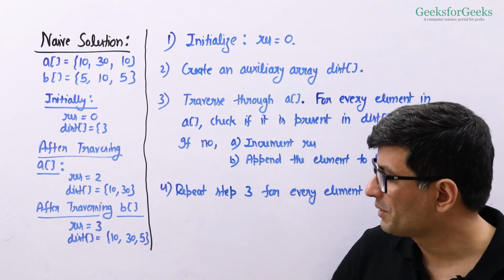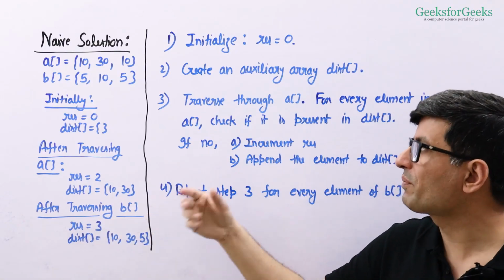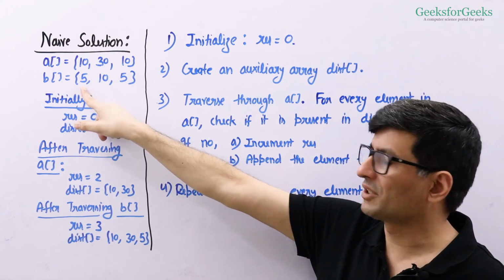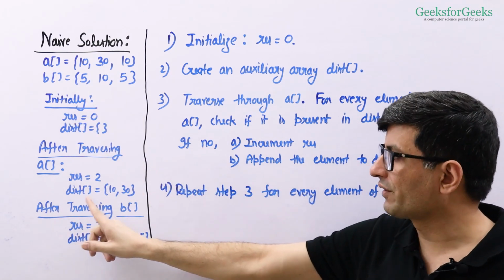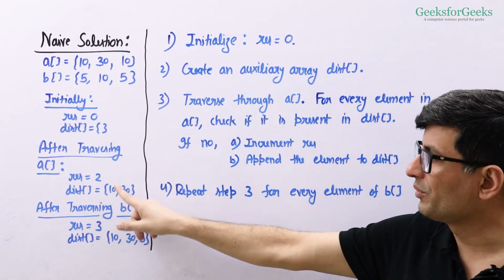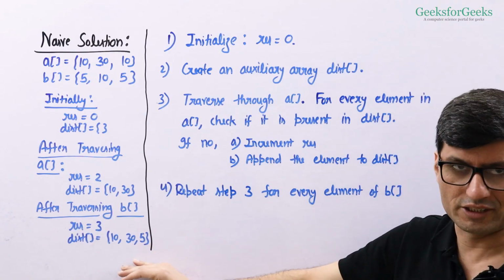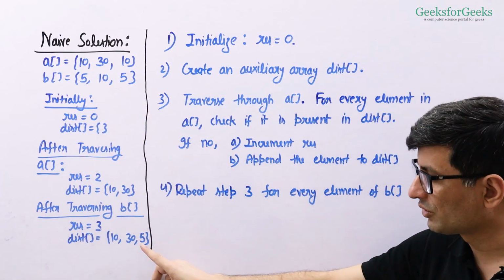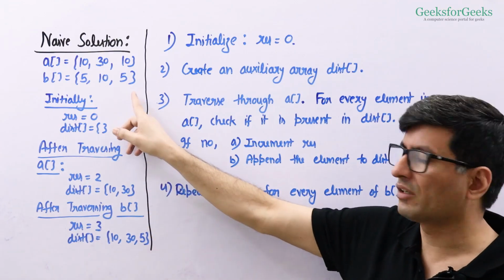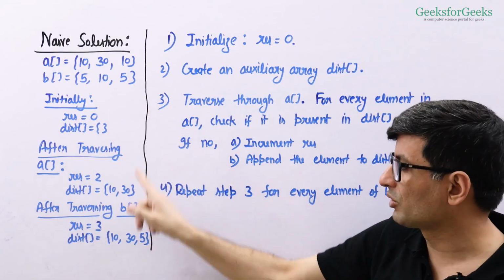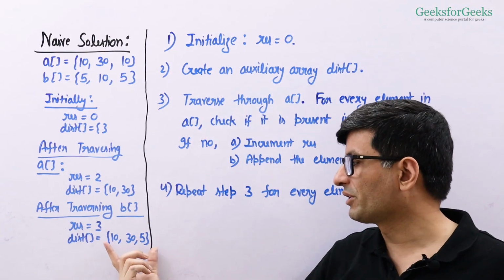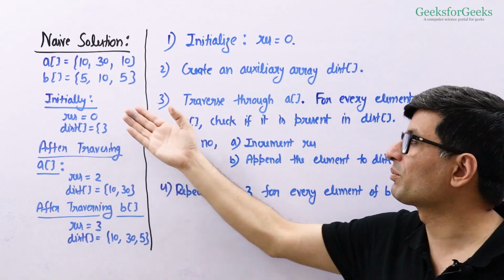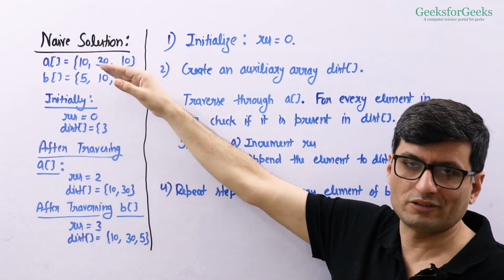Now we process array B, and when we process array B, we do the same similar steps, right? We traverse through every element of array B, we check if it is in the distinct array, it's not, so we'll add 5 to the array distinct, right? And then we'll increment the result to 3, and we'll check for 10. 10 is present here, so we'll not process it, we'll simply ignore it. 5 is also present here, we'll ignore it. So finally our distinct array is going to contain these 3 elements and our result is going to be 3, which is the correct output for these two arrays.